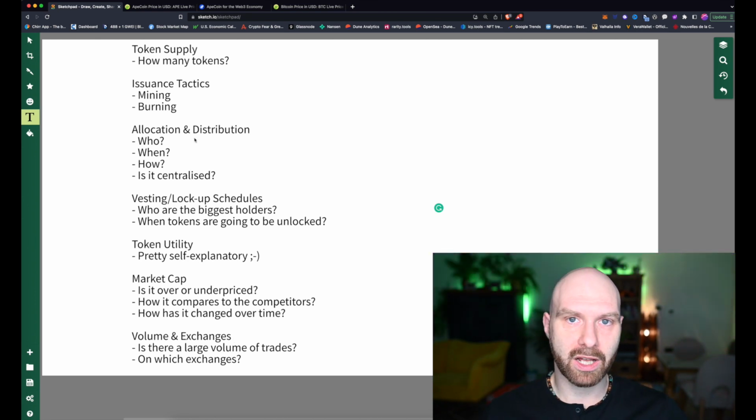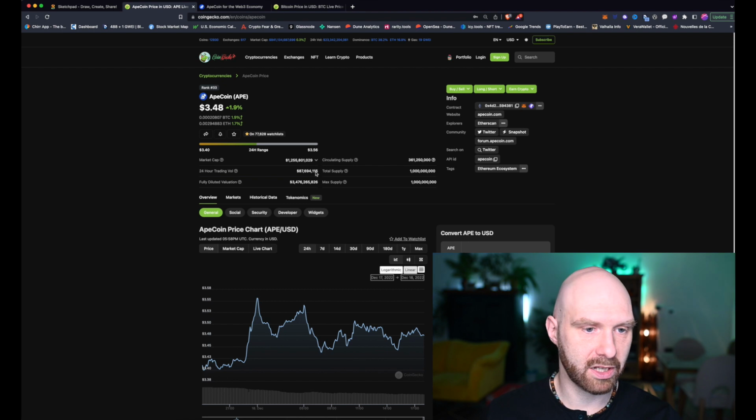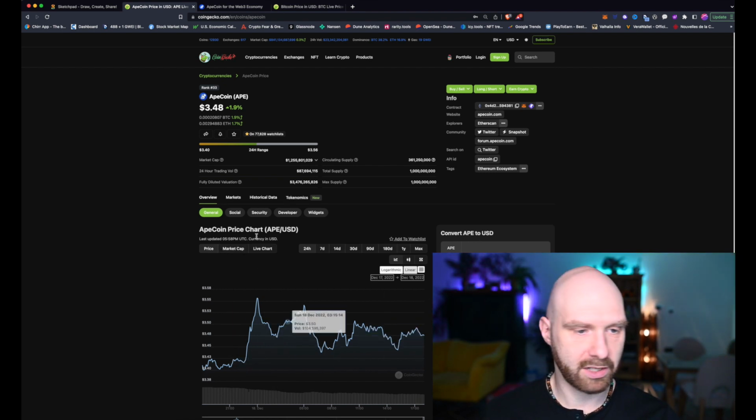Okay, so now let's look at a practical example. Like I said, I chose ApeCoin because there's plenty of information available about it. I went through the whole thing with circulating supply and total supply already. Of course, market cap, you're probably well familiar with it. It's $1.2 billion currently. We can see the price of the token.